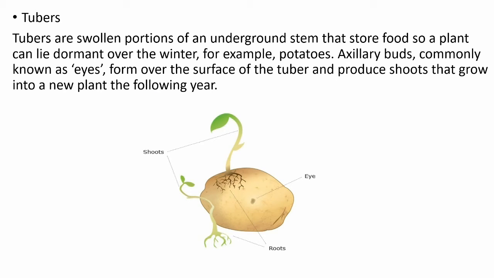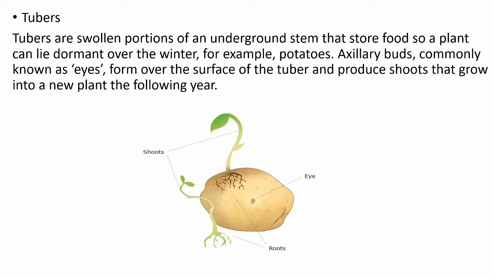Then the other structure that allows for vegetative propagation is the tuber. The tuber is a swollen portion of an underground stem. So tubers are also stems. And this stem stores food so that plants can lay dormant over the winter. So when the plant is not getting enough nutrients, for example in the potato, it stores the food in the tuber so as to get nutrients when it's not getting enough from the soil.